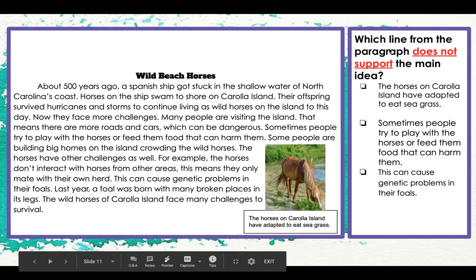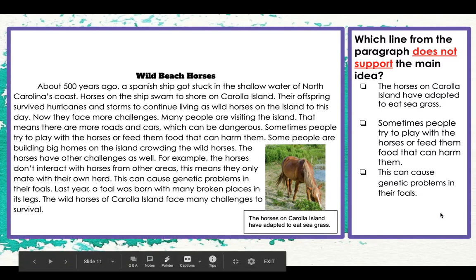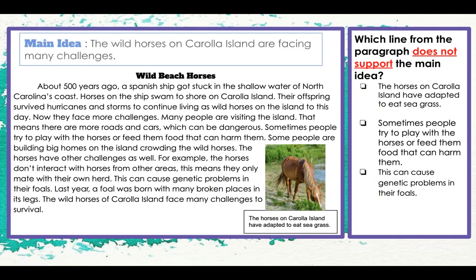All right, now I want you to think about what you just read. Which of these three details does not support the main idea? So which of these does not have to do with the wild horses on Corolla Island facing many challenges? The horses on Corolla Island have adapted to eat seagrass. Sometimes people try to play with the horses or feed them food that can harm them. This can cause genetic problems in their foals. Which line doesn't show that they are facing challenges?